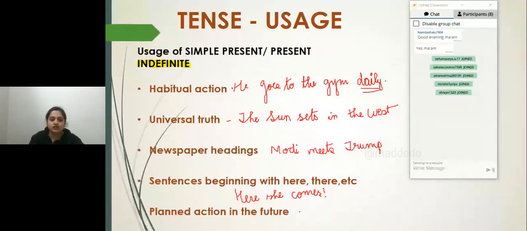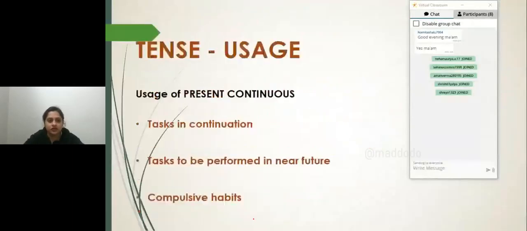Planned action. Now, guys, you will be confused in the last usage. Why, if we have written future, do we use simple present? Near future, right? If you have planned something for the near future, it is not wrong in English to suggest a planned action in the near future. If you use simple present, it will not be wrong. Okay. So planned action in the near future.